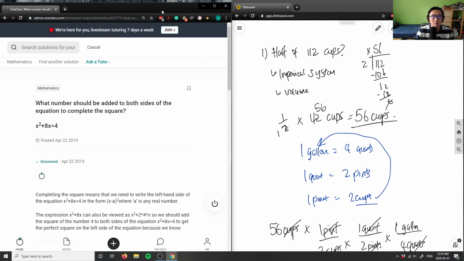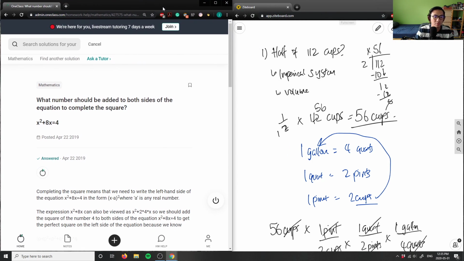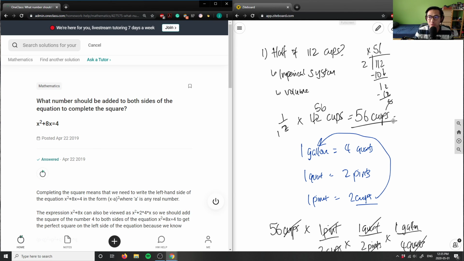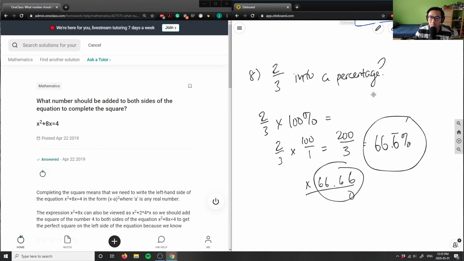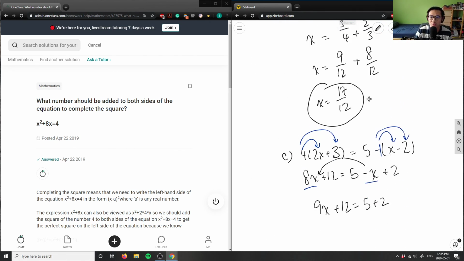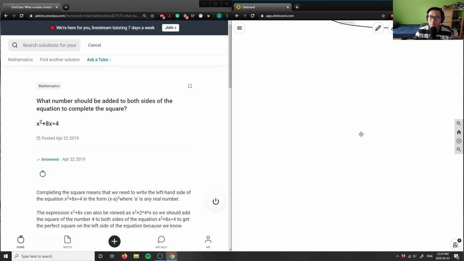So there's some higher level math here. You would find this probably in the end of algebra 1 and algebra 2 maybe for these problems. I think I picked 4 questions. So let me just scroll down here. It says, what number should be added to both sides of the equation to complete the square? So number 1. I have x squared plus 8x equals 4.